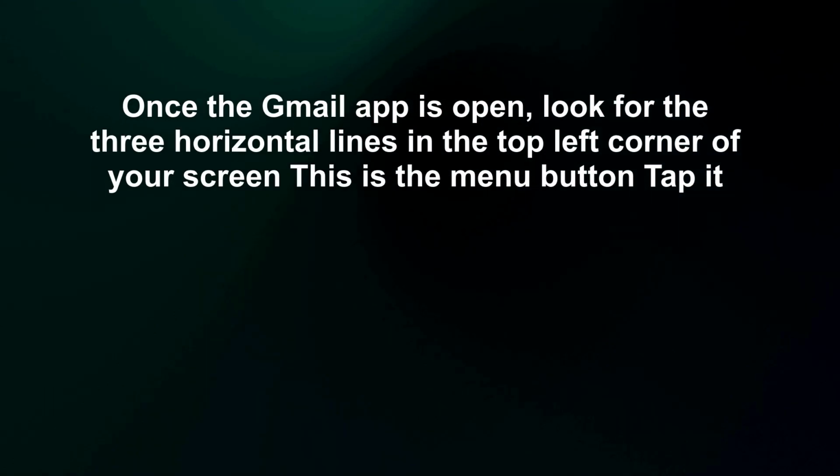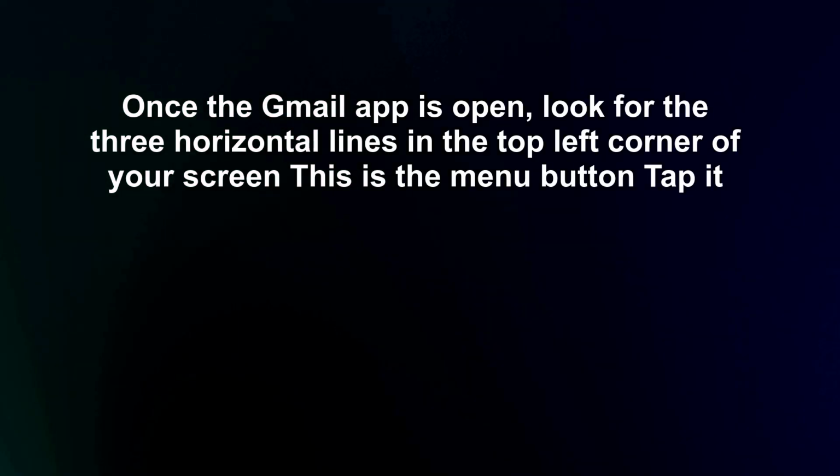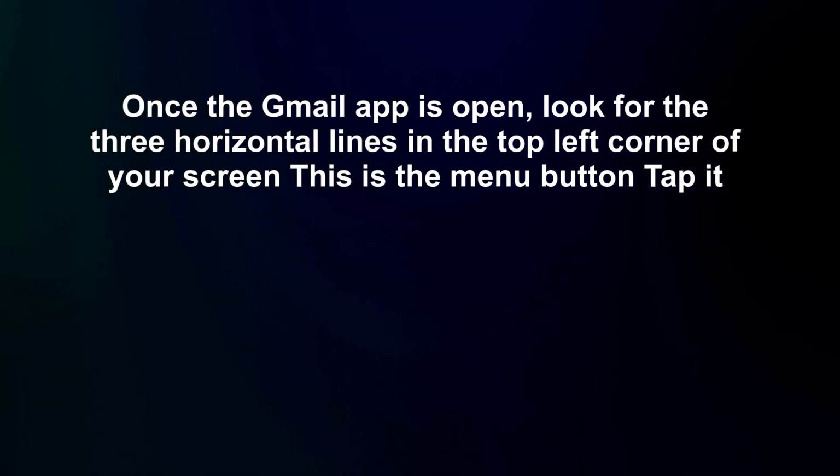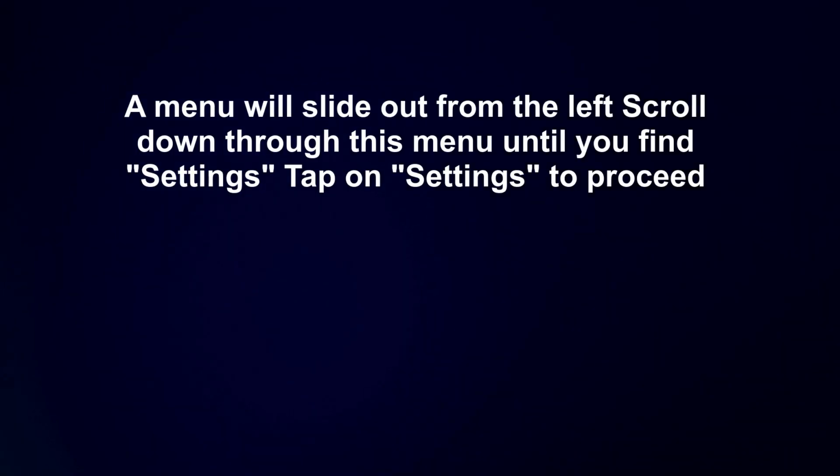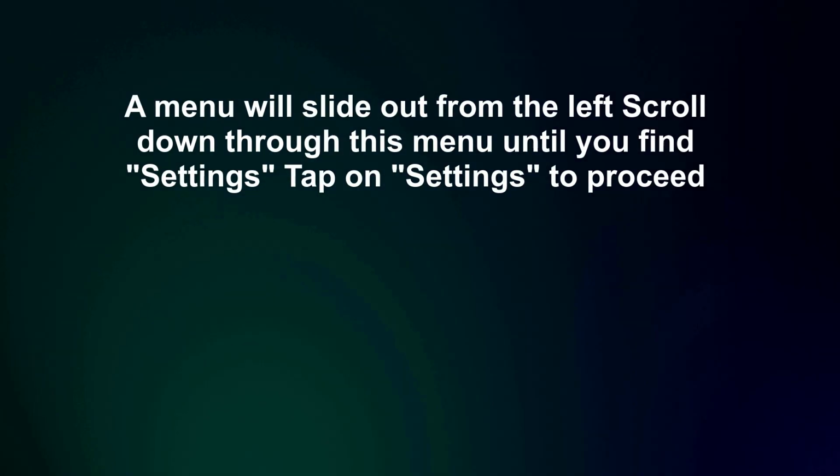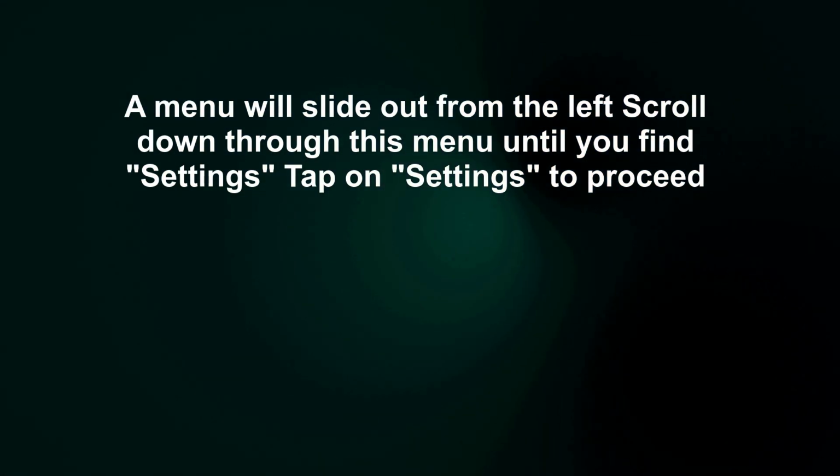Once the Gmail app is open, look for the 3 horizontal lines in the top left corner of your screen. This is the menu button. Tap it. A menu will slide out from the left. Scroll down through this menu until you find Settings. Tap on Settings to proceed.